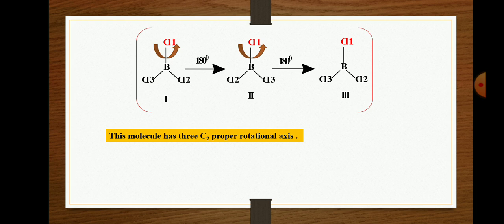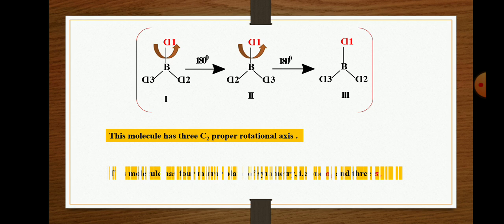n is equal to 2 pi upon theta, so we get n is equal to 2. But how many C2 proper rotational axes are there? One for each chlorine atom, that is Cl1, Cl2 and Cl3. Therefore this molecule has 3 C2 proper rotational axes. This molecule has 4 mirror planes of symmetry, that is 1 sigma H and 3 sigma V.